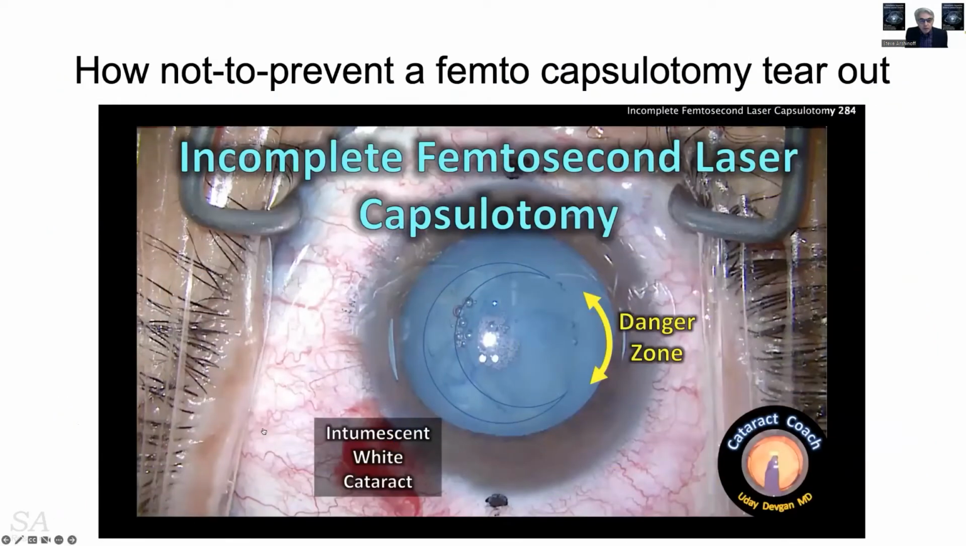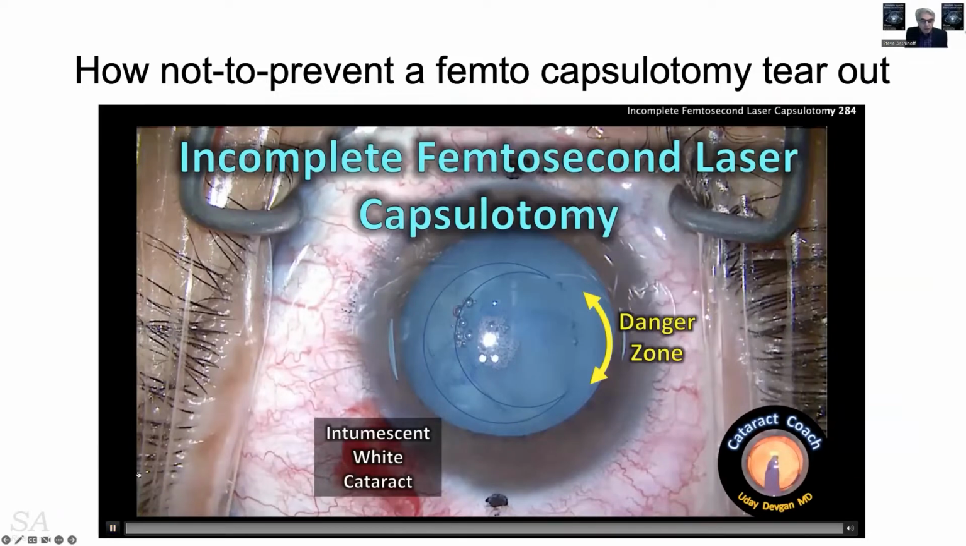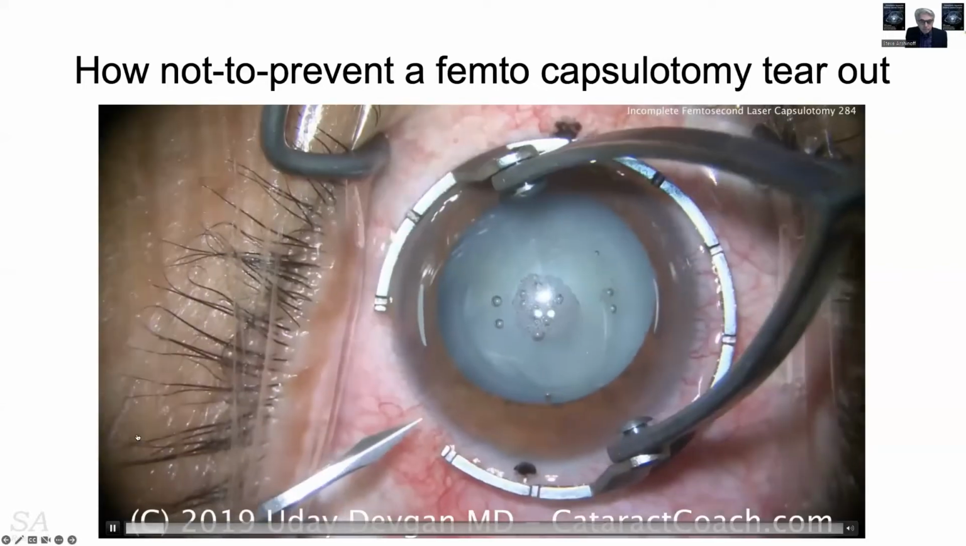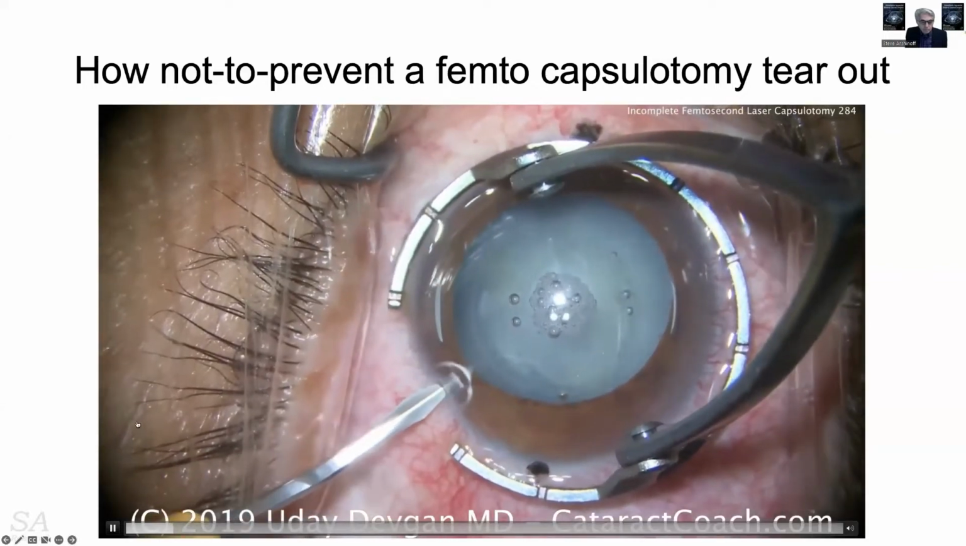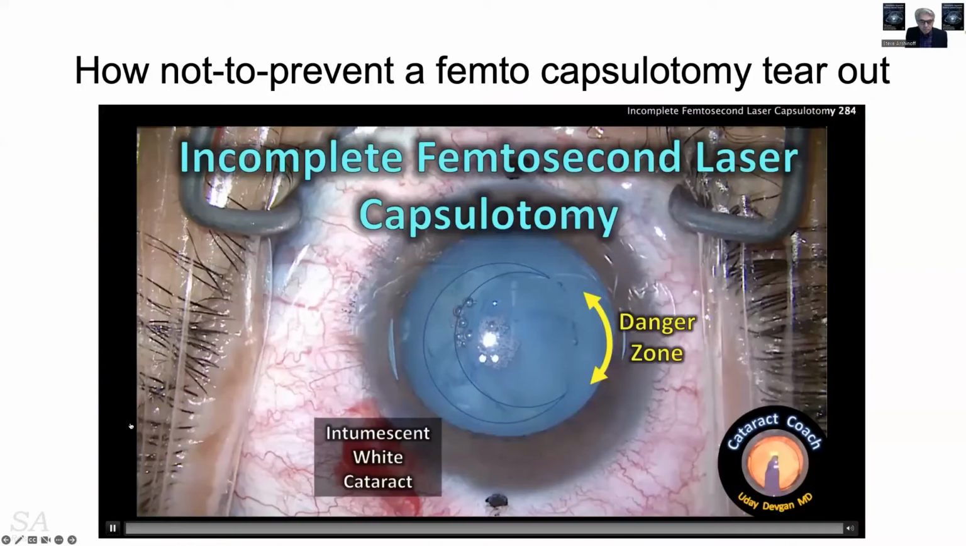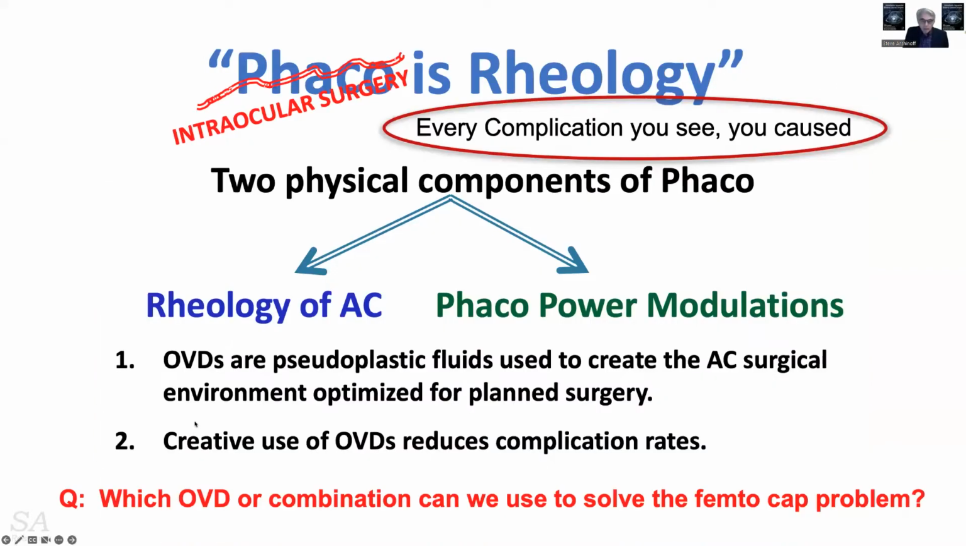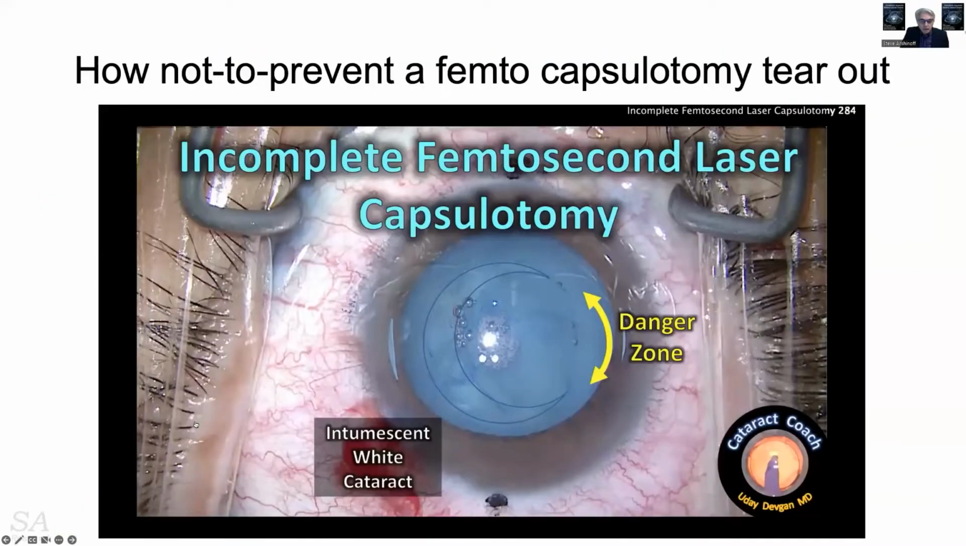The problem is that people often do things wrong. This is not to criticize Uday Devgan, but I'll show you something that he teaches, and where it's actually wrong. We have an incomplete femtosecond laser capsulotomy, and you can see there's a danger zone where it didn't go through. Now we've done the Rexus with our femtosecond laser. But anyway, it didn't work very well. So I'll tell you what he did wrong.